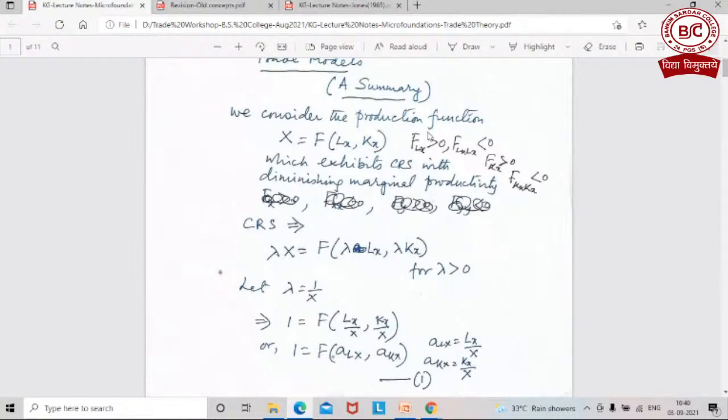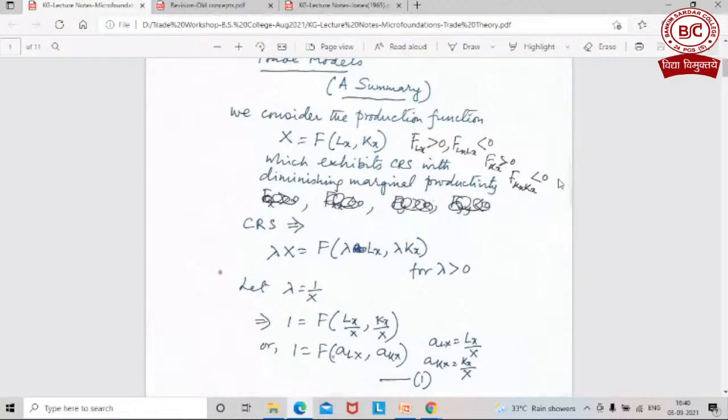We consider the production function. Just have a look at the production function. By now you are familiar with this production function. F_L(x) is the marginal productivity of labor, which is positive. F_LL is diminishing marginal productivity, the second order derivative, which is less than zero. F_K is positive, that is, the marginal productivity of capital is positive. F_KK is less than zero. That means we have positive but diminishing marginal productivity corresponding to each factor. Is it okay?